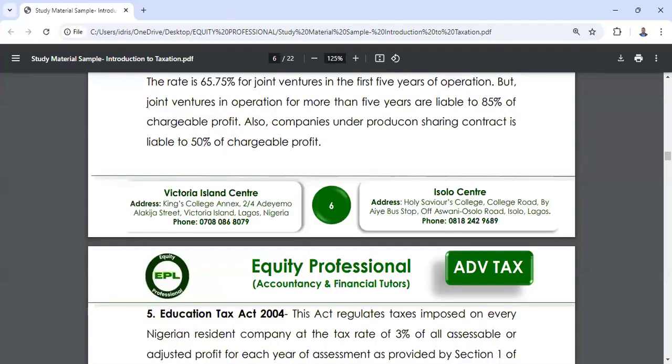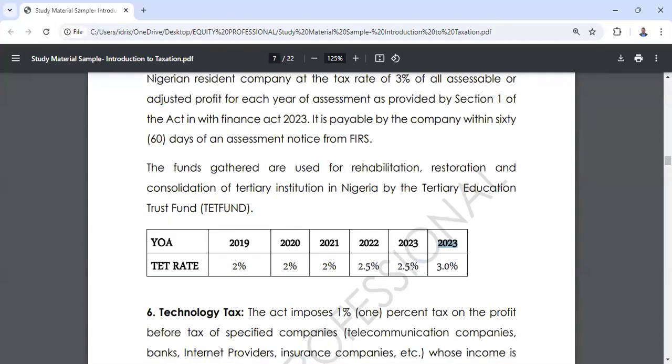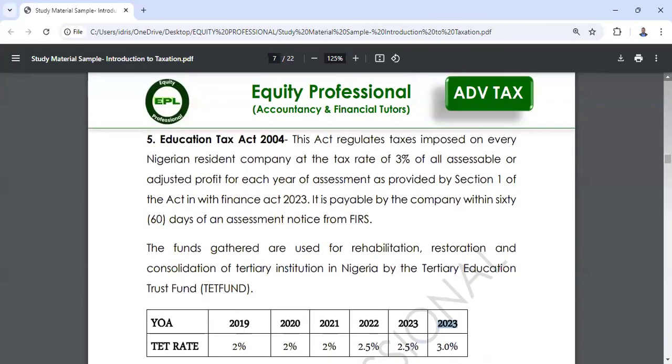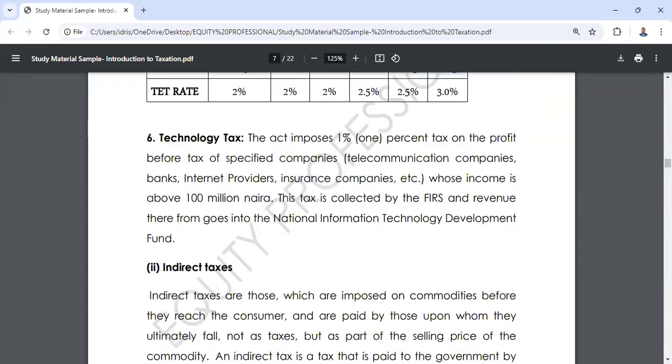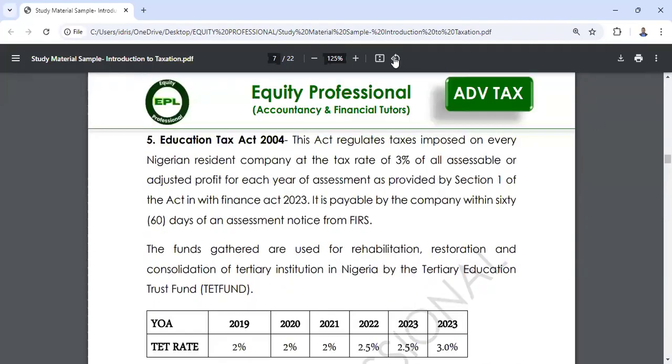Education tax is collected by FRS, and it is based on adjusted profit. It is paid by all companies once they have adjusted profit. And the rate currently is at 3% of your adjusted profit. Before, it was 2%. At a time, it was 2.5%. Do you have any question on this?